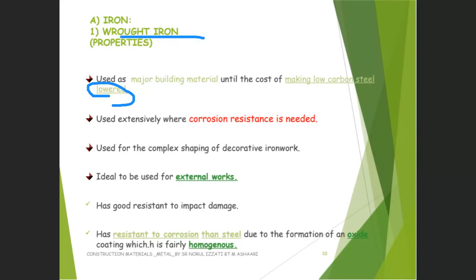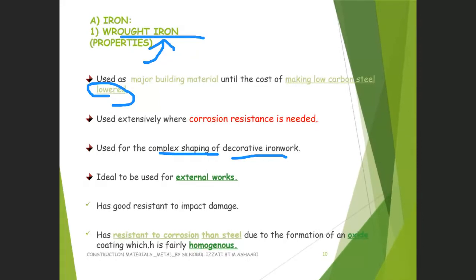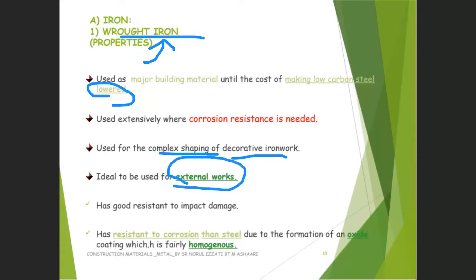You can see the application is also suitable for construction near the seawater, used for complex shaping or decorative iron work. Nowadays, a lot of people use ironwork as part of the grill or part of the fencing system in their house. It is also ideal for external work because it has very good corrosion resistance.